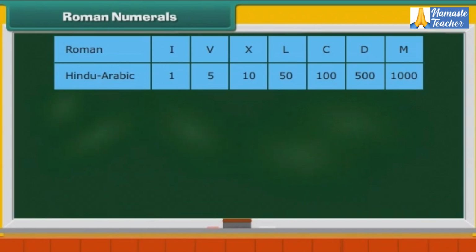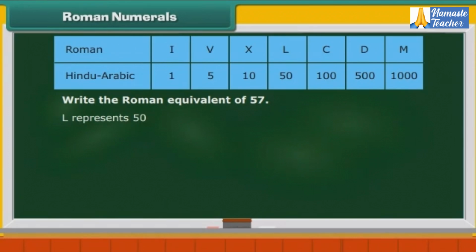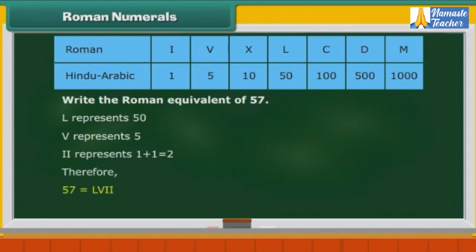Now, let us form Roman numerals from Hindu-Arabic numerals. Write the Roman equivalent of 57. L represents 50. V represents 5. Double I represents 1 plus 1, that is 2. Therefore, 57 is equal to LV II.